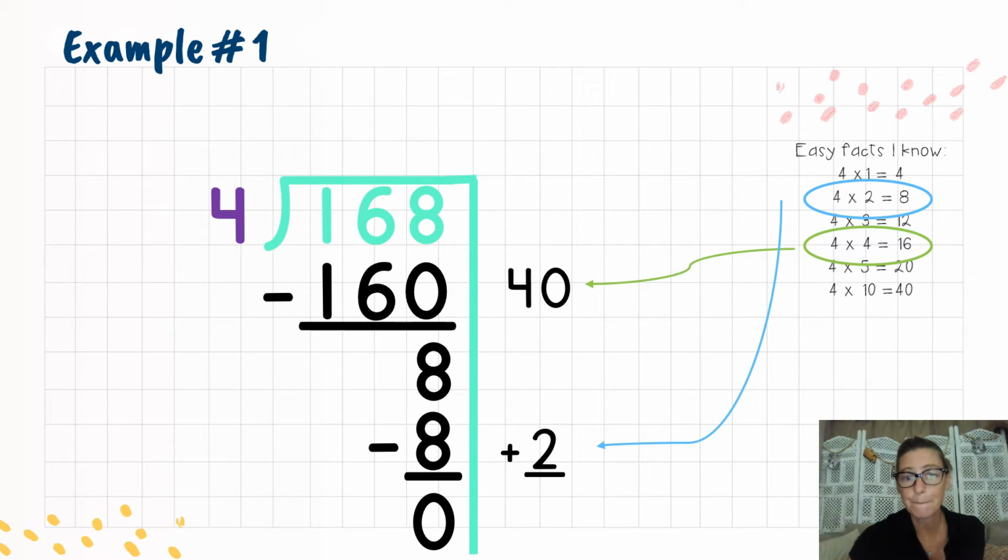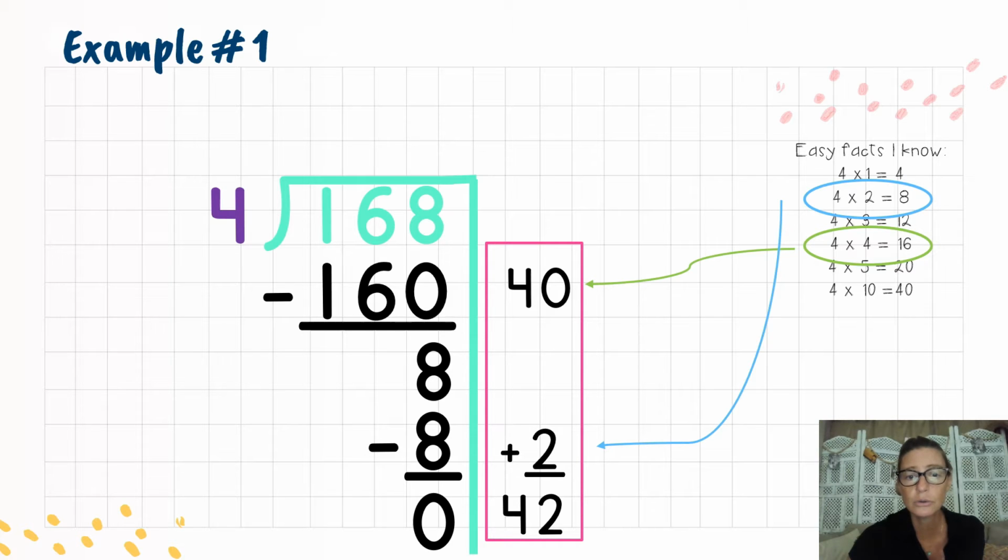So what's my final step? I need to add up the partial quotients, and I get 42. And 42 gives me the quotient, which is the final answer.